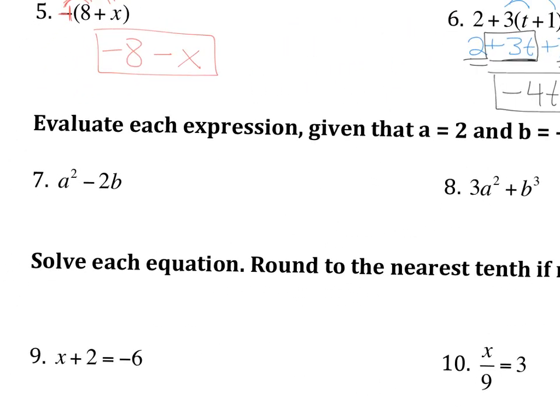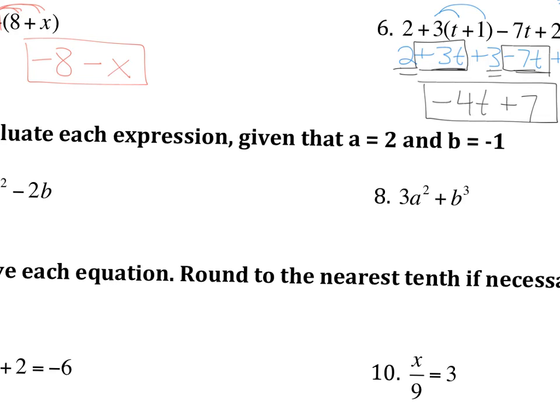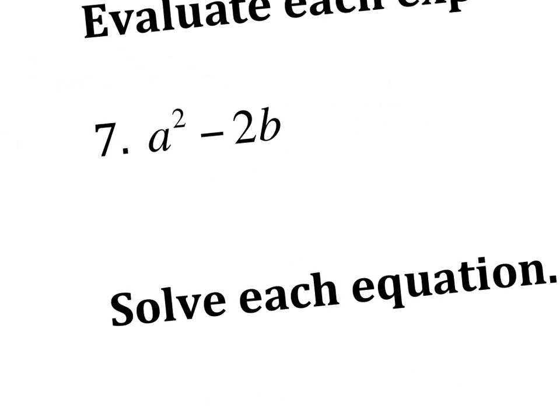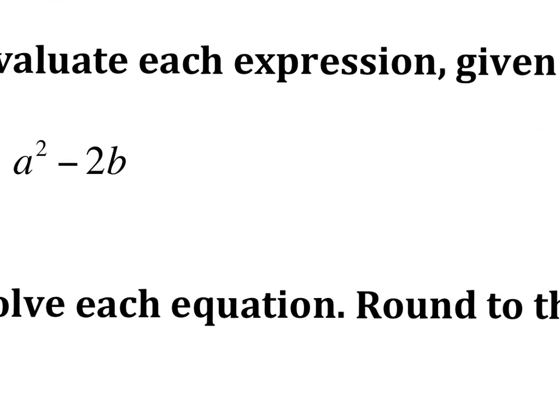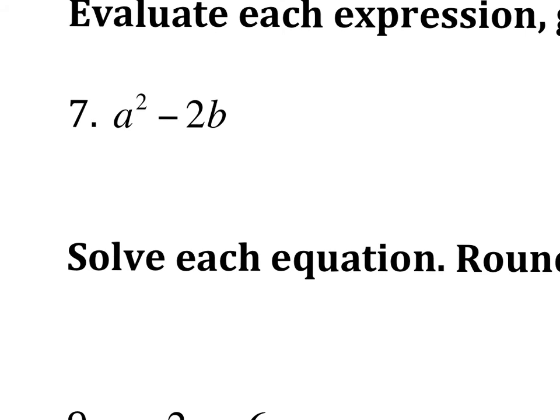7 and 8 are also dealing with expressions. For these problems, a is equal to 2 and b is equal to -1. Okay, look at number 7, and remember that a is equal to 2, b is equal to negative 1.